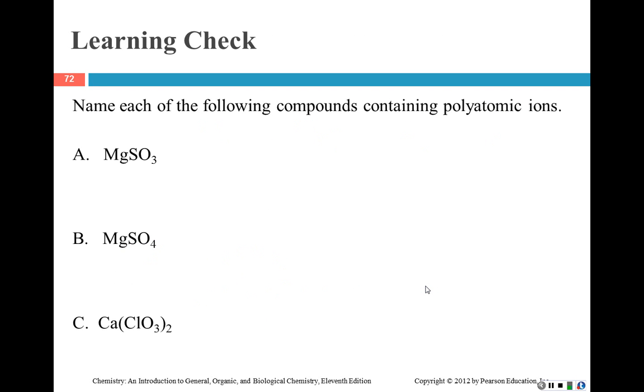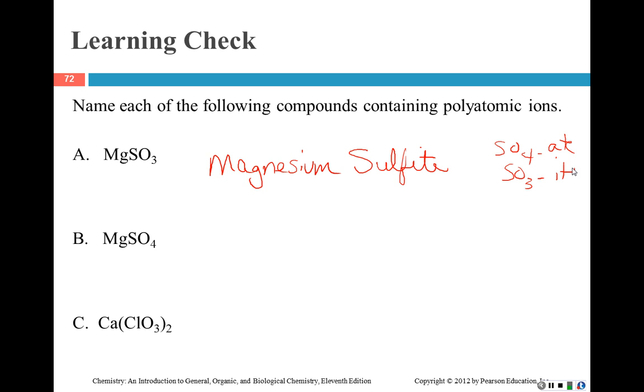All right, so if you want to stop me for a minute and see if you can do these, and then come back. All right, so I'm just going to tell you what these are. The Mg is, we know, is what? Magnesium. And the SO3 is what? Sulfite. If it was SO4, it would be -ate. So SO3 is -ite. It's just that rule, and these just follow the rules, okay? So this one is magnesium sulfite.